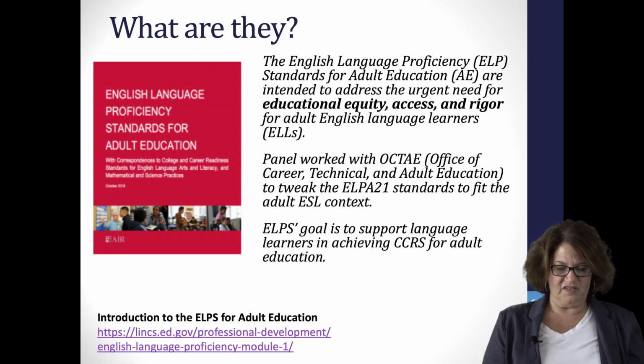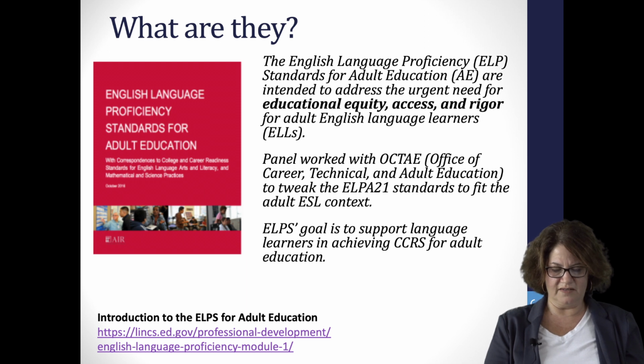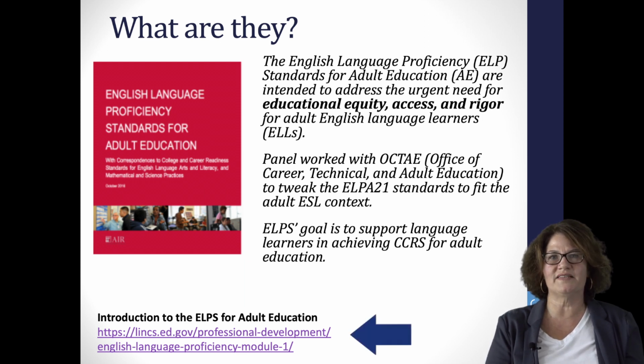The English language proficiency standards for adult education are intended to address urgent need for educational equity, access, and rigor for adult English language learners. The panel worked with OCTE, the Office of Career Technical and Adult Education, to tweak the ELPA 21 standards to fit the adult ESL context. ELP's goal is to support language learners in achieving the CCRS for adult education. Here's a link from the government that further explains the process that we came about instituting the English language proficiency standards. And if you would like to learn more about it, you may click on that link.